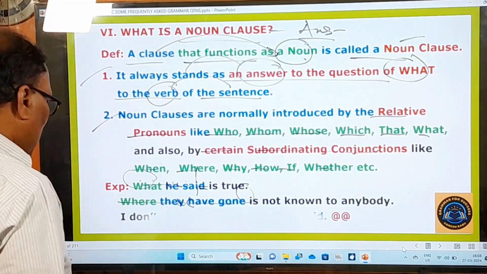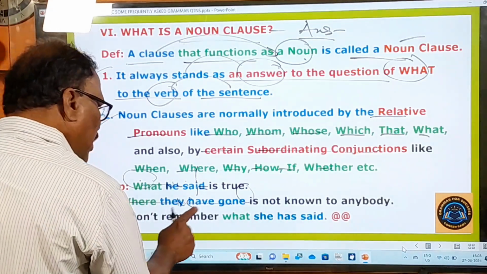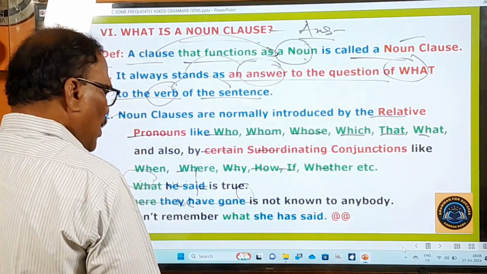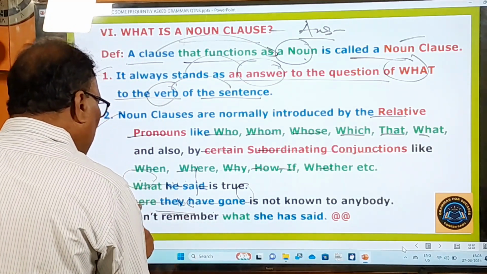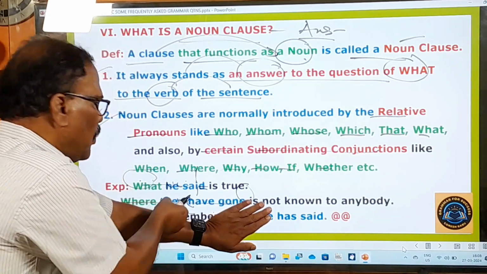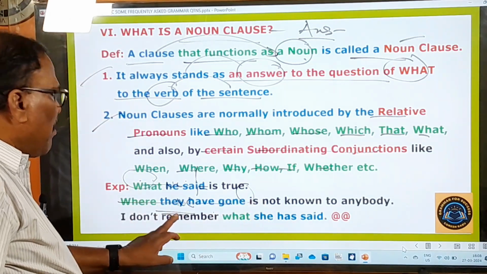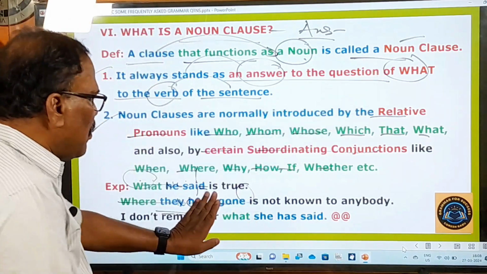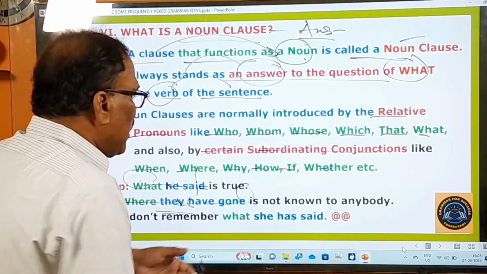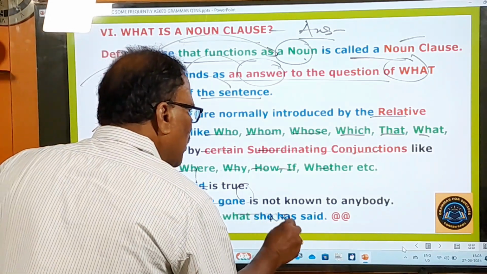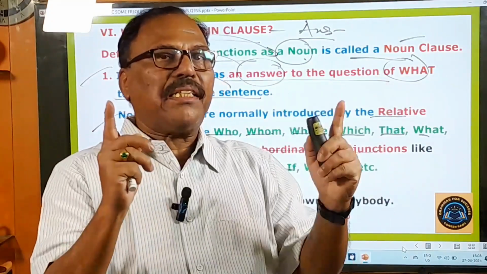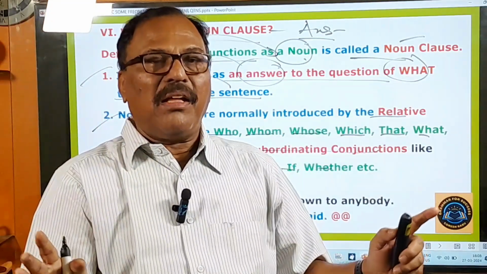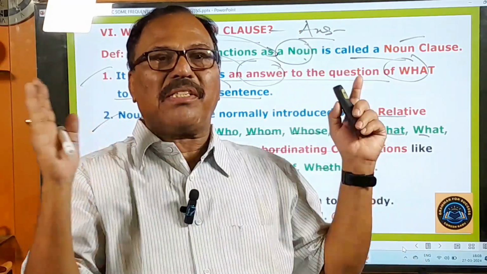And here, one more example I would like to give you. I don't remember what she has said. See here, now, what is the verb used in this? I don't remember what? You question the verb with what, then you get this answer, what she has said. And this is therefore called a noun clause. Because remember, whenever you question the verb with what, you get the noun clause. The answer to that question is always a noun clause.